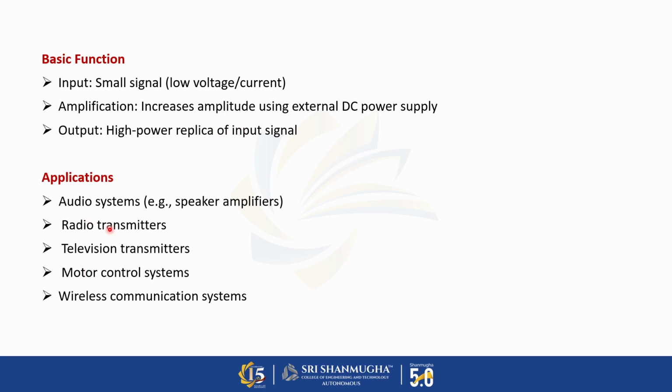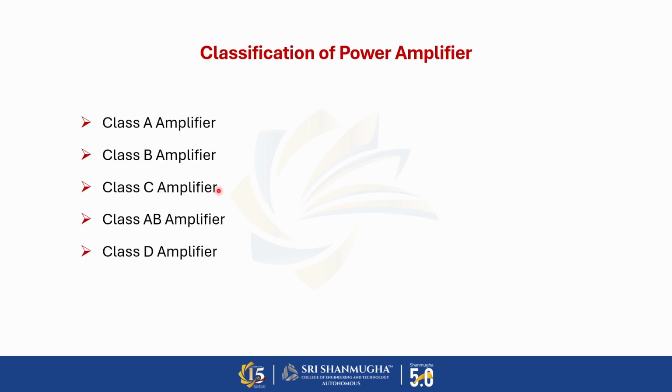And the applications, we can utilize for audio systems, radio transmitters, and then television transmitters, motor control systems, wireless communication systems, and also in medical applications we can utilize the power amplifier circuits. And based on the input and output signal, it is classified into 5 types. First one, class A amplifier, class B power amplifier, class C amplifier, class AB, and then class D amplifier.